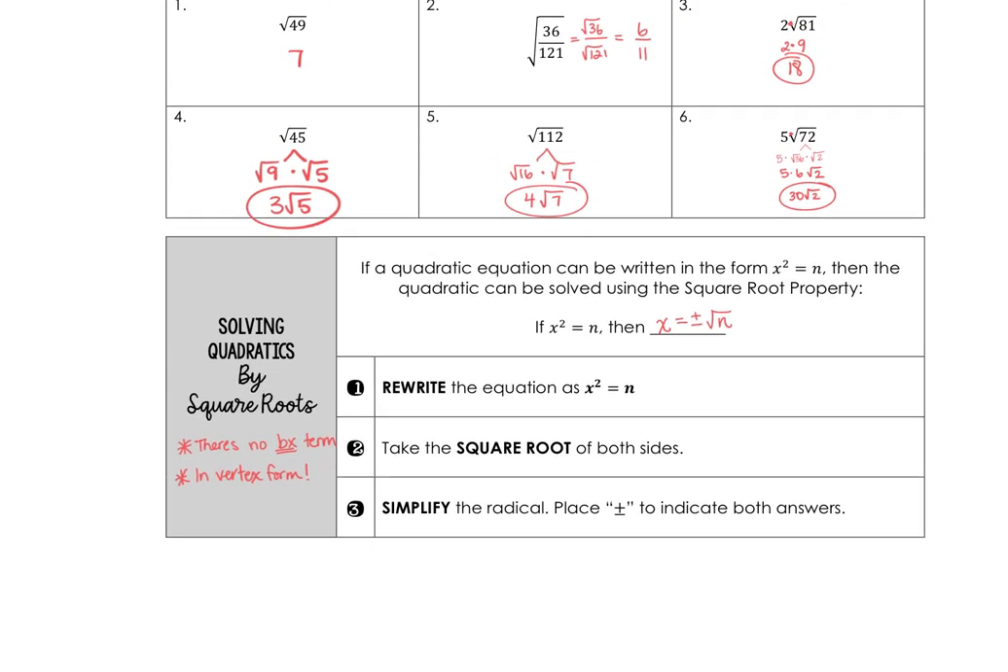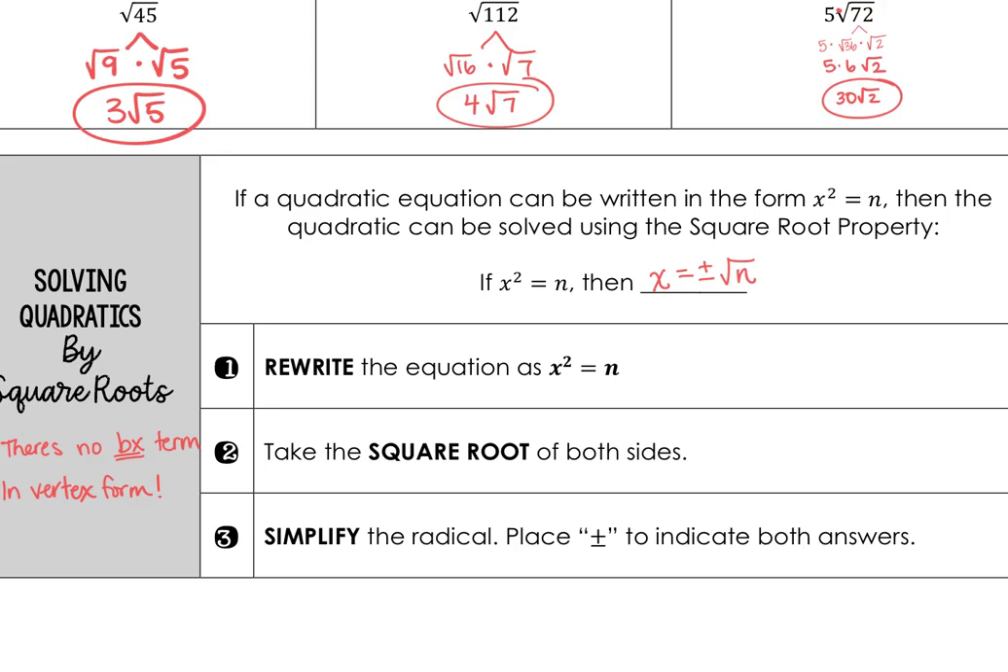So how do we solve using this property? The first thing you're going to want to do, step number 1, is rewrite the equation so that you have x to the second power, x squared, equal to n. So we're going to isolate x squared. Step number 2 is to take the square root of both sides. And then step 3, this last step, is to simplify that radical on the right side, making sure, like we just talked about, that you have plus or minus to indicate both answers.